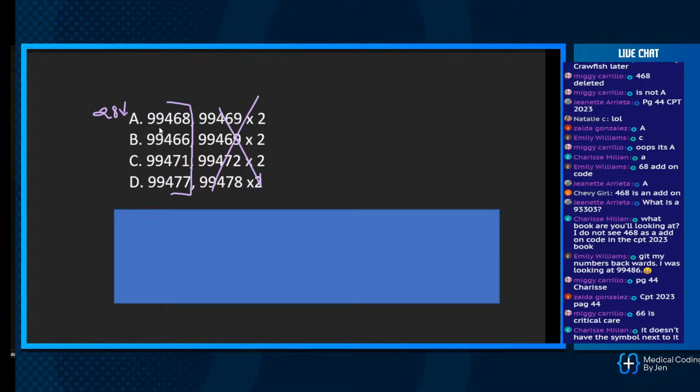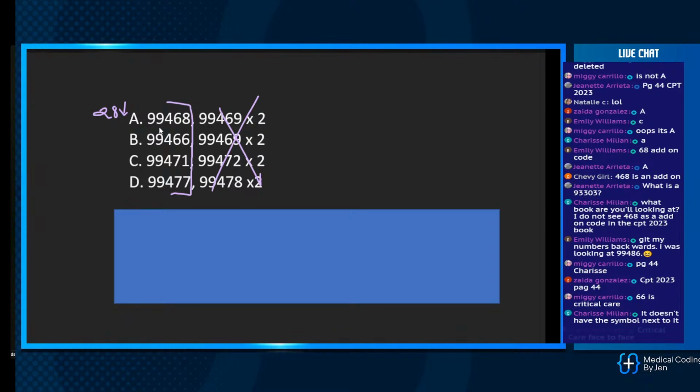All right, 66. Let's see. Hands-on during transport. We've got face-to-face services for transport. And 71, we're going to have an age difference with this one. This one's 29 days or older.